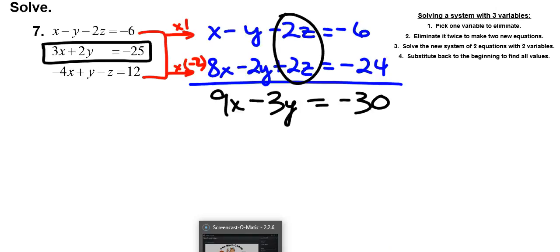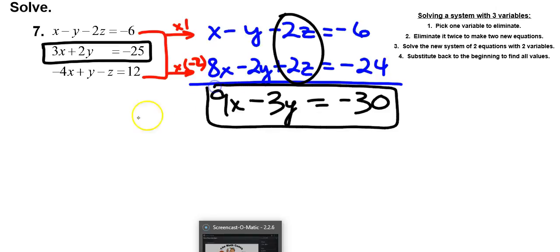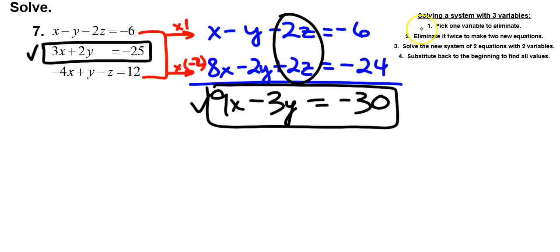So what I have is a second equation that I can use with this equation for my second system of equations to work with. I picked one variable to eliminate. I decided I was going to eliminate z since I didn't have one already in the second equation. I didn't have to eliminate it twice, but I made two new equations. I've got this one with only two variables, and I've got this one, 9x minus 3y, with the same variables as well. Now I'm going to solve this system of two equations with two variables.